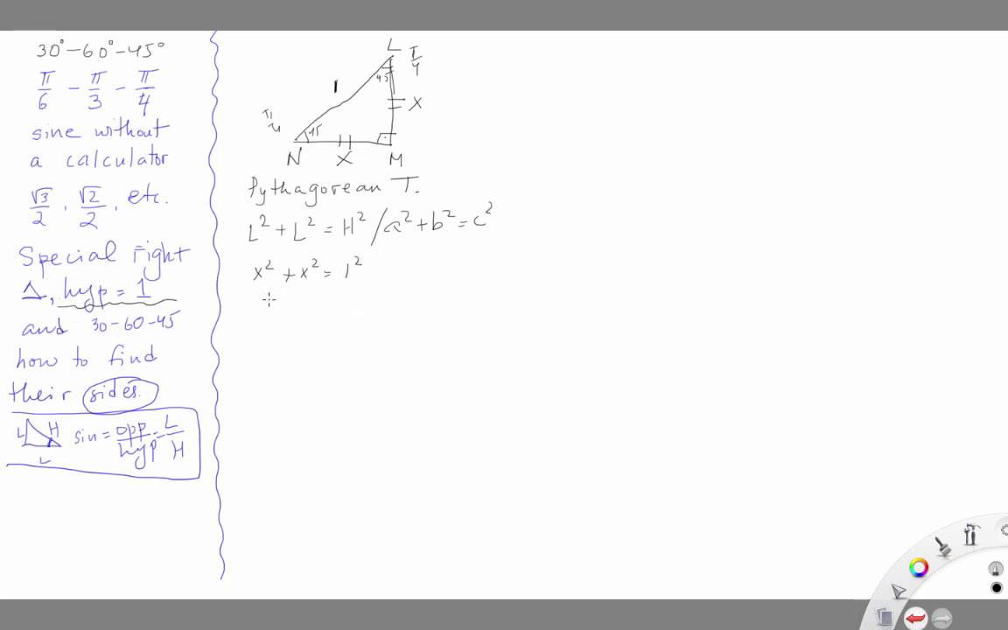So over here, I can combine like terms. I get 2x squared equals 1. I divide both sides by 2 because I want x by itself. And I get x squared equals 1/2. Now, to get rid of the 2 over here, the exponent, I have to do the opposite of exponents, which is square root. So I'm going to take the square root of both sides. I get x is equal to square root of 1 over square root of 2. Now, square root of 1 is really equal to 1, and square root of 2 just stays square root of 2.